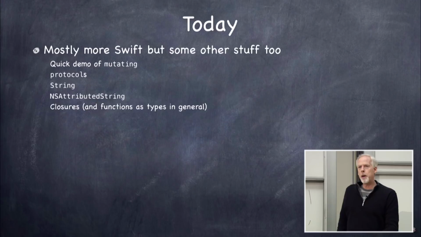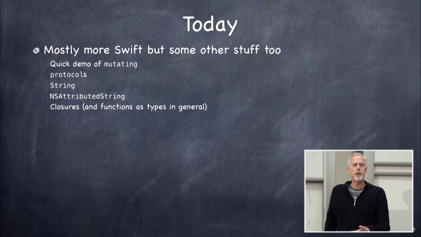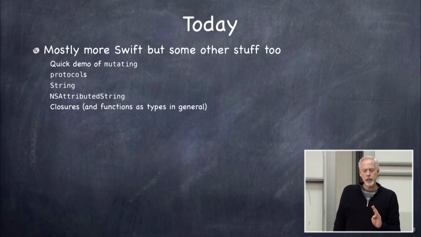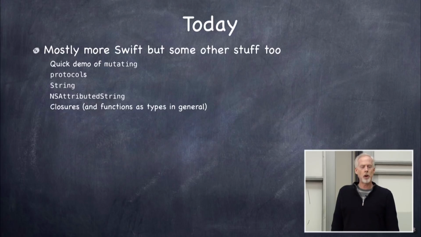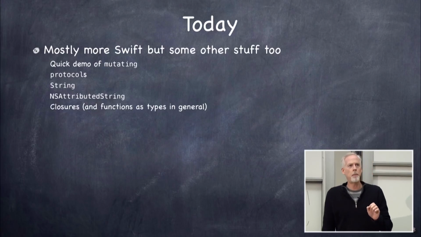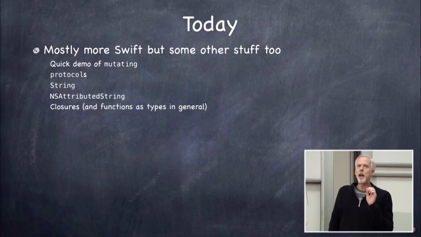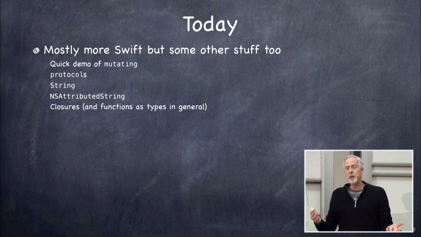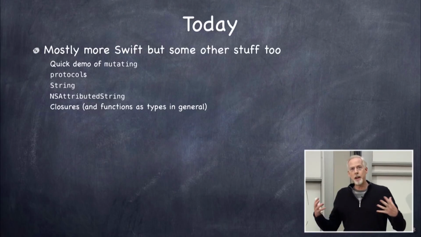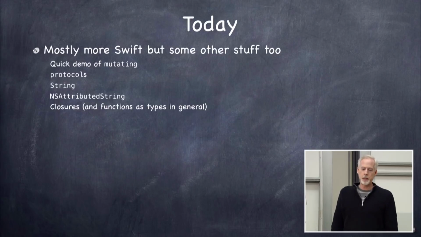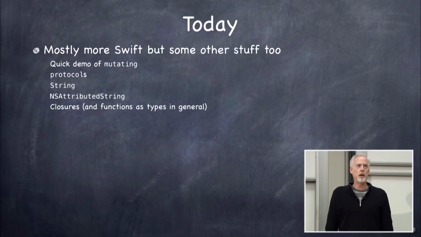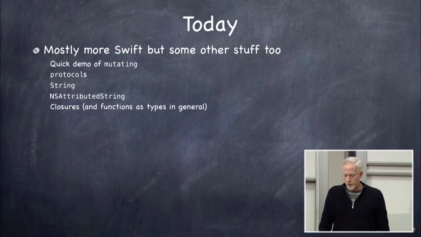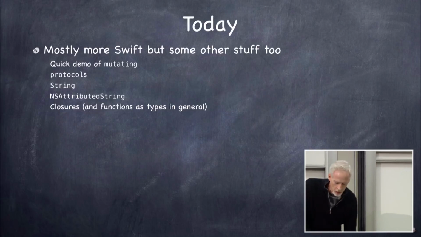So I'm going to do a quick demo that I postponed from Wednesday of this mutating keyword that we have to add when we make something a struct versus a class. Then we're going to talk about 2 very important topics today, protocols and closures, or functions as types in general, those 2. And in between, I'm going to talk about string, which is important in a way, but it's not the monstrously important topic like protocols and closures are. Okay? So let's dive right into that demo that I had.